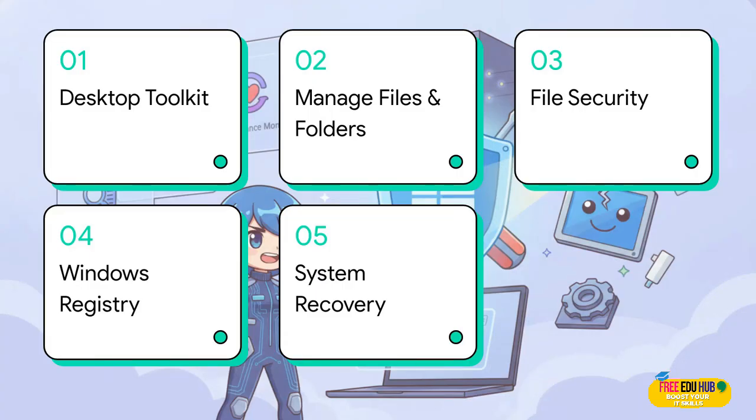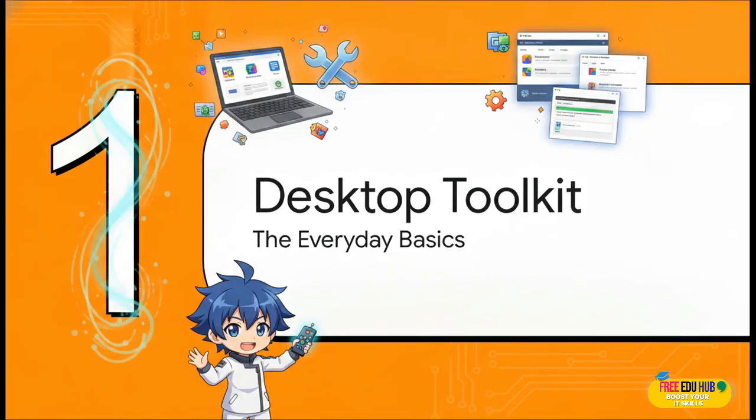So, here's our structural roadmap. We're going to escalate from simple daily tasks to critical emergencies. We'll start with the Everyday Desktop Toolkit, move on to managing files and folders, check out file attributes and security, take a quick peek at the Windows registry, and finish up with troubleshooting and system recovery. Let's get into it. Starting off with Section 1, the Everyday Desktop Toolkit.